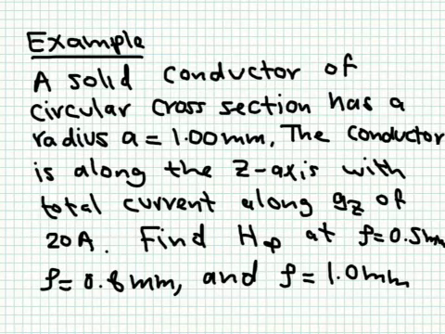Let's see an example on this thick wire thing. We have here a solid conductor of circular cross section that has a radius of 1 millimeter, and the conductor is along the z-axis. It's carrying a current along the z-axis of 20 ampere. We would like to find the magnetic field at 0.5 millimeters, so halfway inside the wire, 0.8 millimeter, a little bit closer to the surface of the wire, and here I'm writing it at 1, but I think this one should be 1.1. I think this is a typo. This should be 1.1 millimeters, so it's just outside the wire. So the wire has a radius of 1, but this one should be 1.1 millimeters.